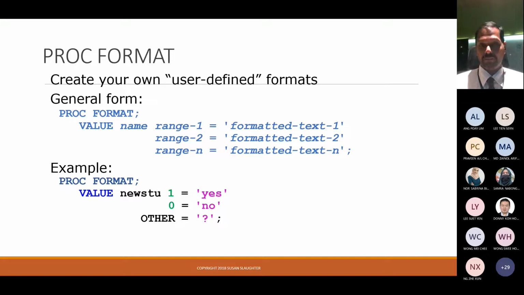For those who have a doubt: new STU is nothing but a variable that we have defined, right? So here we start with proc format. The value is new STU, which is a user defined value. So new STU will have 1 as yes, 0 as no, and others as question mark. Whenever you assign a variable to new STU, that variable will take this particular format.